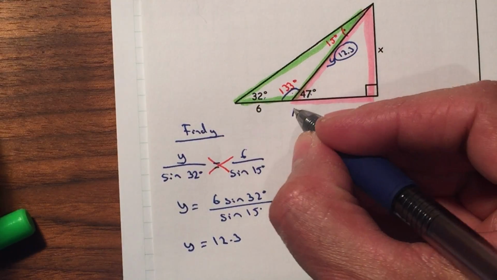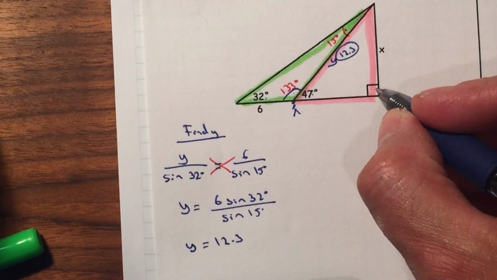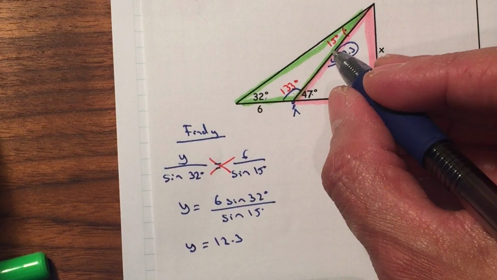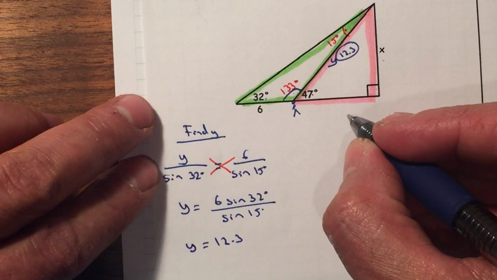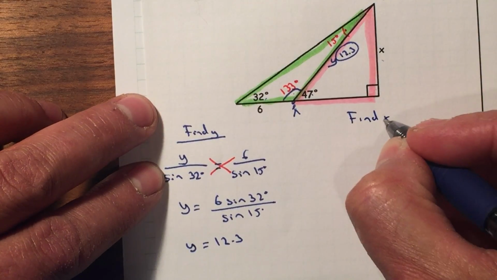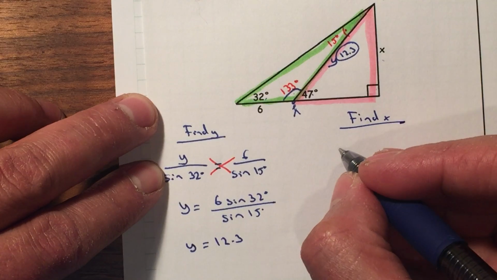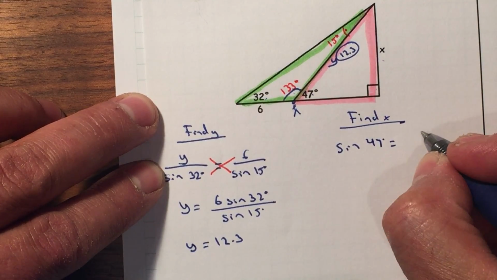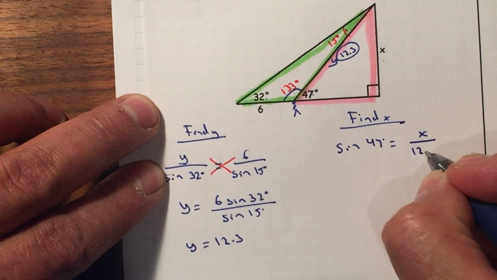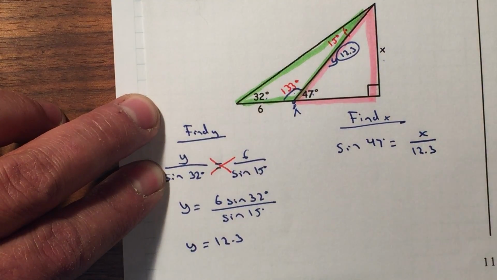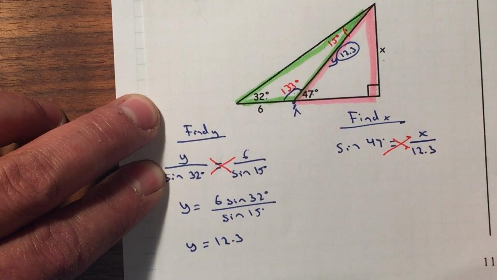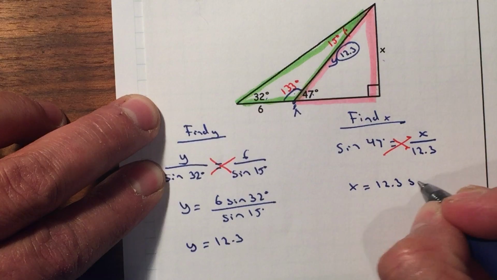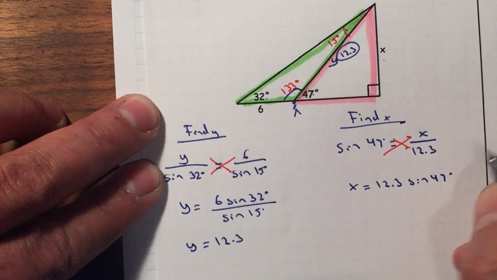And now I'm going to be standing here, and this is a right triangle. I'm using the pink one now. So it'll be the opposite over hypotenuse, so therefore I use the sine, to find x. So the sine of 47 degrees is equal to the opposite over hypotenuse, which is 12.3. From here, I'm going to cross multiply. So therefore, x is equal to 12.3 multiplied by the sine of 47 degrees.